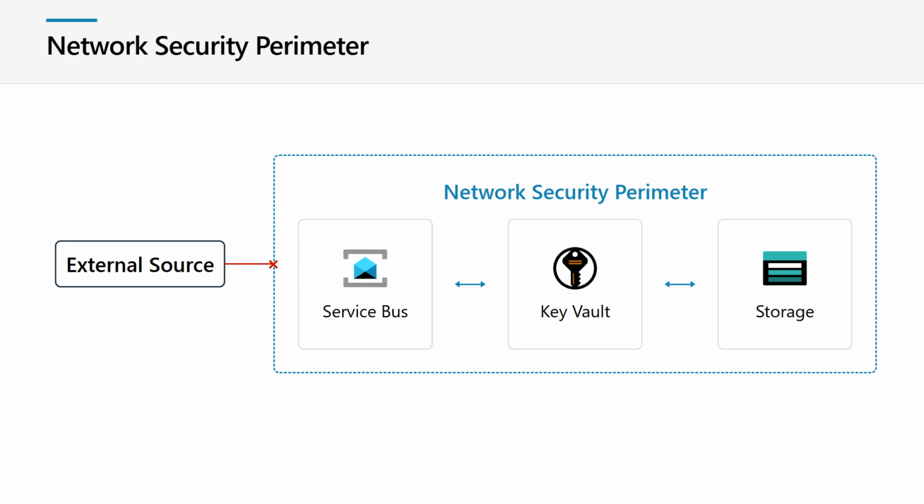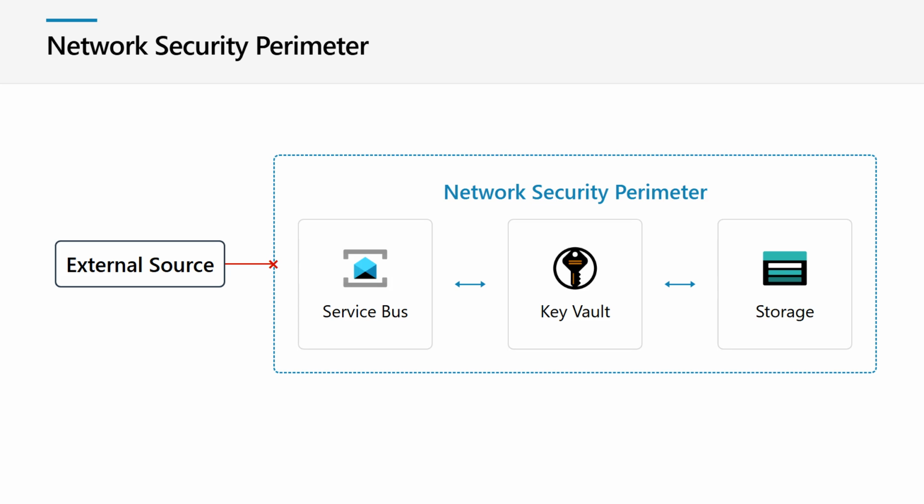Network security perimeter takes a different approach. Instead of configuring rules on each resource, we create a logical boundary and associate our PaaS resources with it. Resources inside the perimeter communicate with each other by default. All public access from outside is denied. We then define explicit inbound and outbound access rules for any traffic that needs to cross the boundary. NSP also provides diagnostic logs that record every allowed or denied connection, supporting audit and compliance.